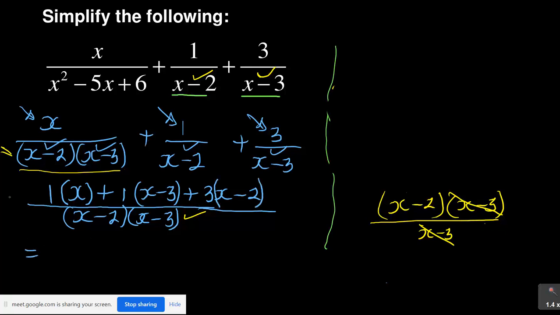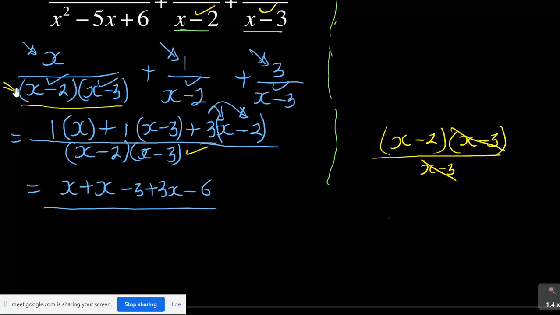So now let's expand. 1 times x is our x, and plus x, this is 1 times x minus 3, is minus x minus 3, nothing changes there. And then, as I said, we open that bracket to give us 3x minus 6. Always, please don't forget, you always have to maintain your denominator. Don't leave it out, because they will penalize your mark if you just let it go. It always goes with you. x minus 2, x minus 3.